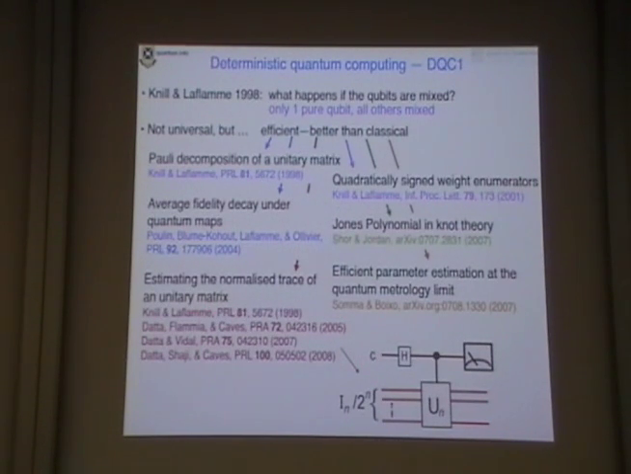So if I give you a unitary matrix and I say, what's the normalized trace, that problem blows up exponentially. If I give you a big enough matrix, MATLAB will grind to a halt and just fall over. You can't do it efficiently.